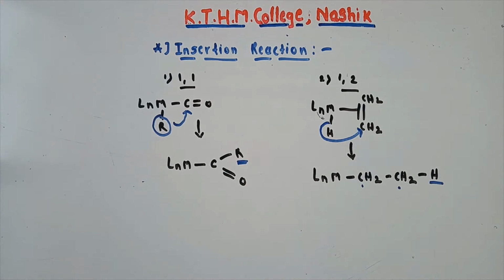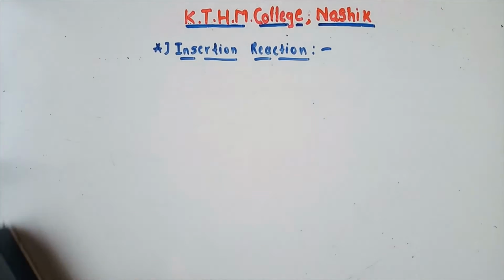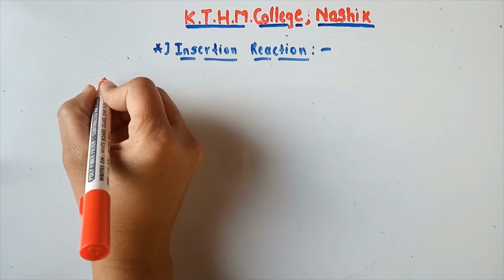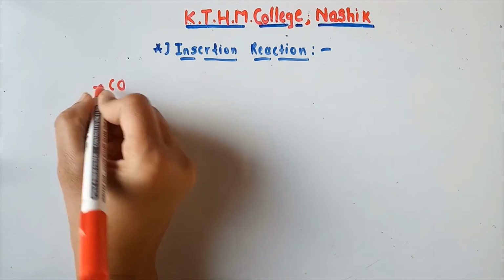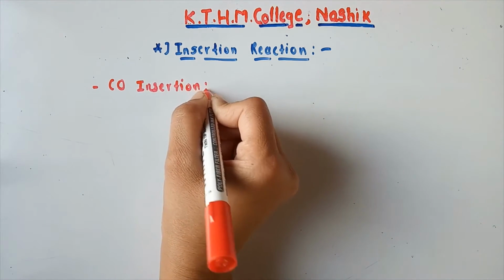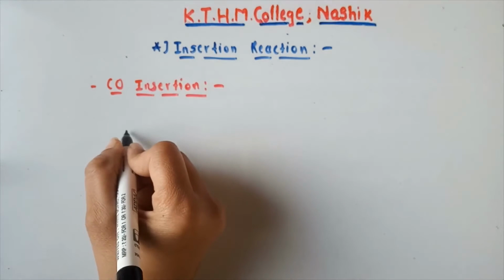So let's see the carbonyl insertion. This is also very important. Carbon monoxide, that is CO, has a strong tendency to insert into the metal alkyl bond to produce metal acyls. So let's see an example.